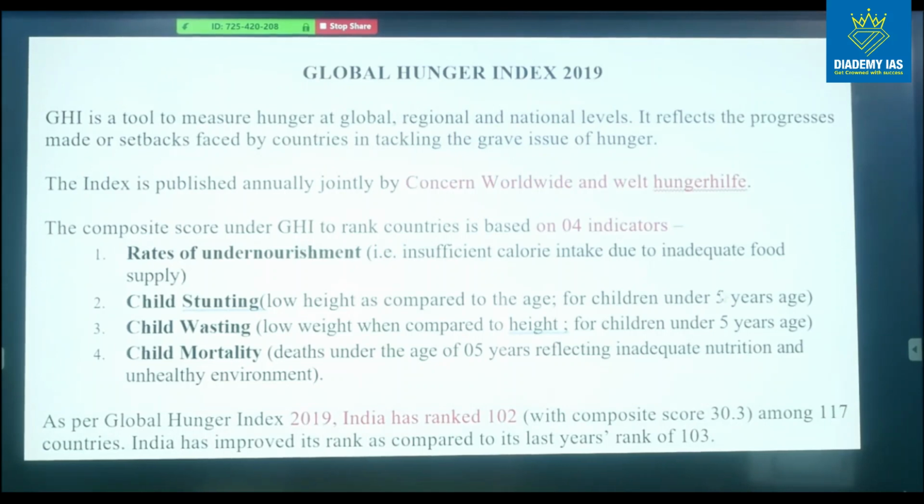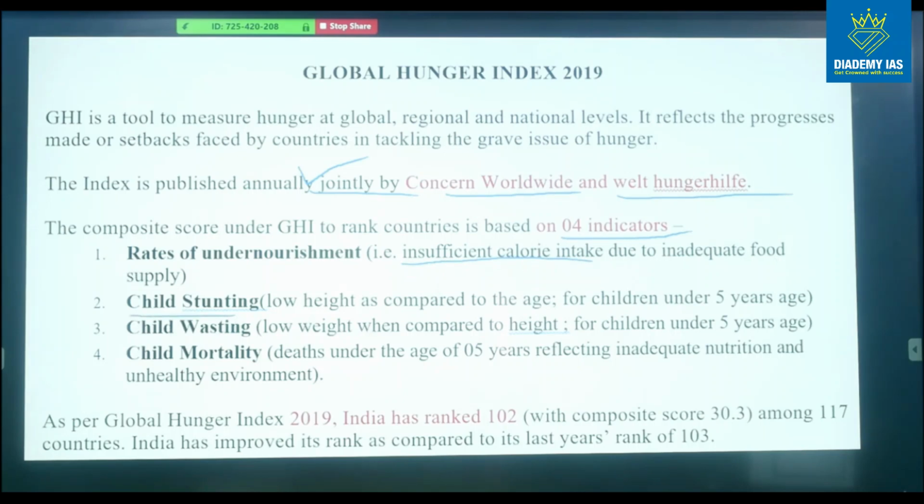Okay, so this is the Global Hunger Index. So what should we know about this index? We should know that this is issued jointly by Concern Worldwide and Welthungerhilfe, right? So these are the two agencies, and these agencies belong to outside India. There are 4 indicators based upon which this rank is given. Number 1, rates of undernourishment, which means insufficient calorie intake due to inadequate food supply.